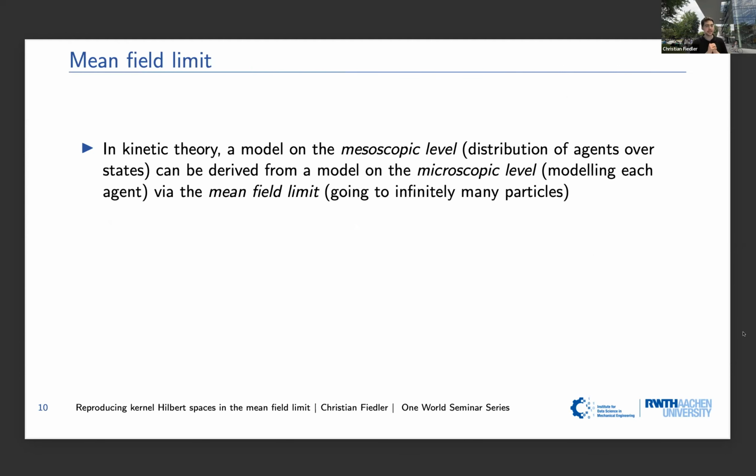However, in kinetic theory, so this is the corresponding sub-branch of statistical mechanics, or statistical physics, a model on the mesoscopic level, handling the distributions of agents, is usually derived from a model on the microscopic level. So microscopic here means that you model each agent individually. And one way to actually derive this is using something called a mean field limit, which is a procedure where you increase the number of particles to infinity. And this is a procedure which allows you to then derive an appropriate model on the mesoscopic level.